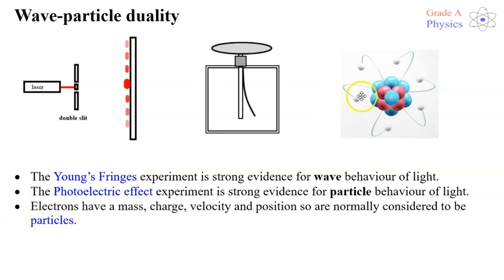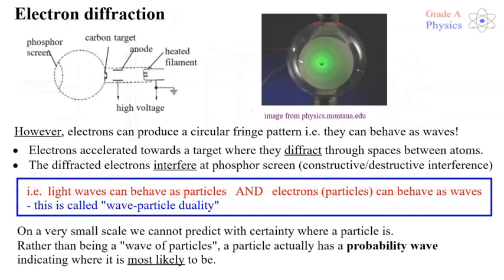And normally we assume a lot of particles in physics, for example electrons, behave as particles because they have a mass, they have a charge, they have a velocity and a position. So we would normally assume that electrons behave as particles. So this takes us into the electron diffraction experiment. This is a really important thing that you need to be able to describe in the exam.